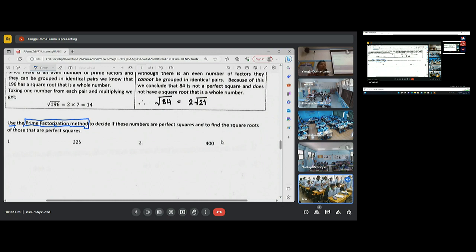Prime factorization method. One more time. Prime factorization method.